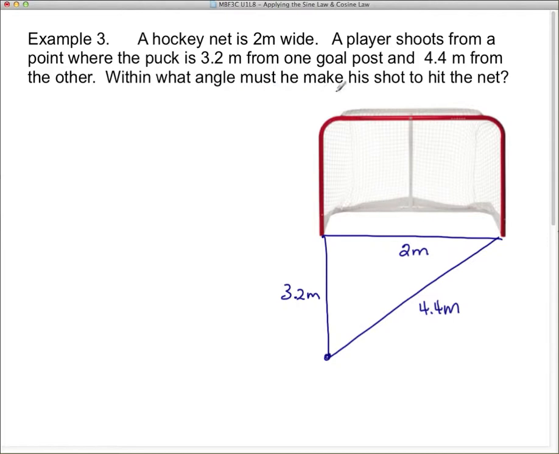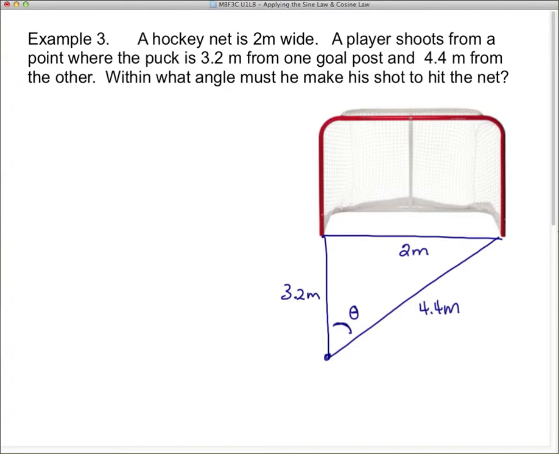Within what angle must he make his shot to hit the net? So this is the angle. He either has to go there to there. So what angle does he have to shoot from? So we need this one. I'm going to put a theta on here. And we have all three sides.